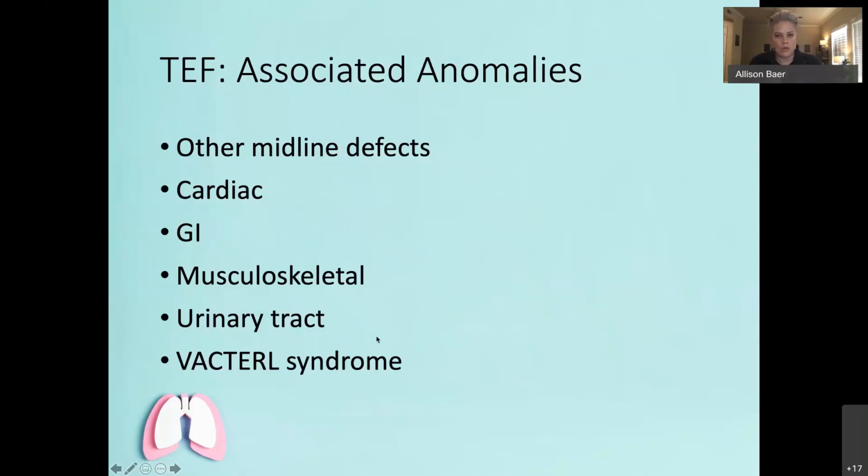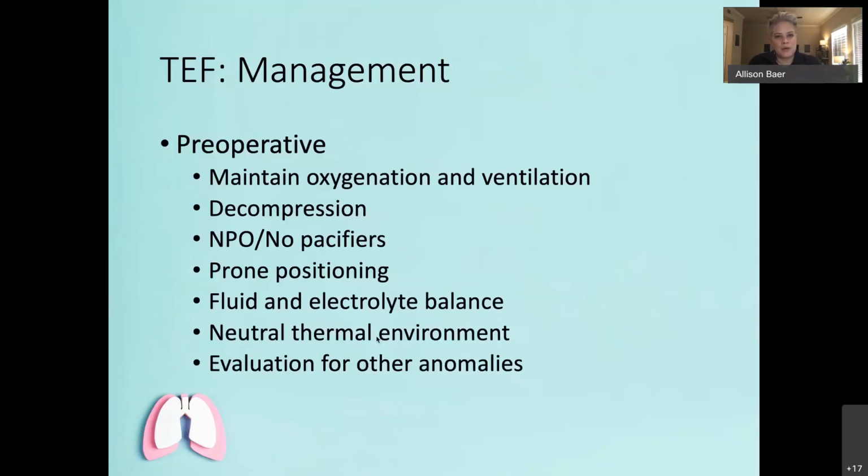So it's a whole collection. It's a syndrome with a whole collection of deformities. So for management, preoperatively, you're going to want to maintain oxygen inhalation. These kids are going to be NPO and, in fact, no vertebral. Thank you, Lindsay. Vertebral. So some kind of vertebral abnormalities.